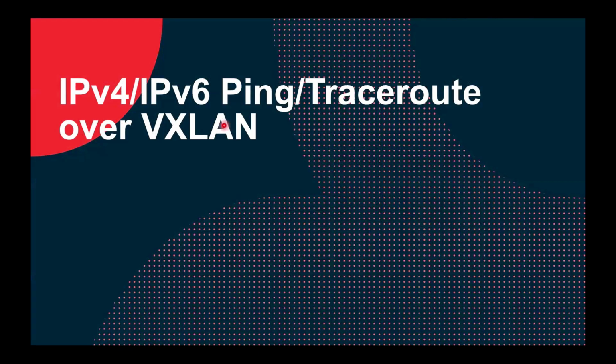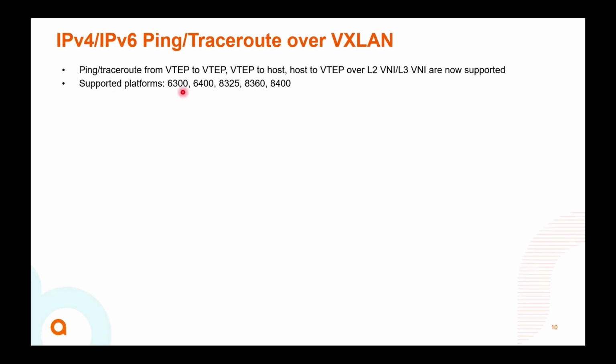Next, let's move on to V4, V6 ping traceroute over VXLAN. So right now, in 10.8, you can actually ping traceroute between VTEPs, from a VTEP to a host, from a host to a VTEP over both layer 2 VNI and layer 3 VNI. These are the supported platforms, basically all the VXLAN switches support this feature now.